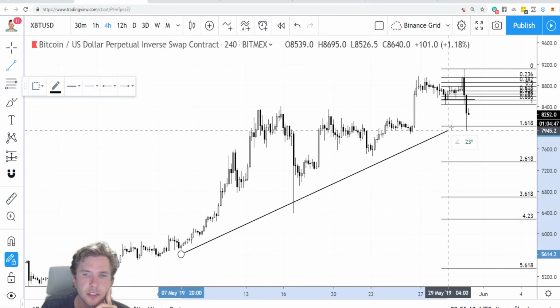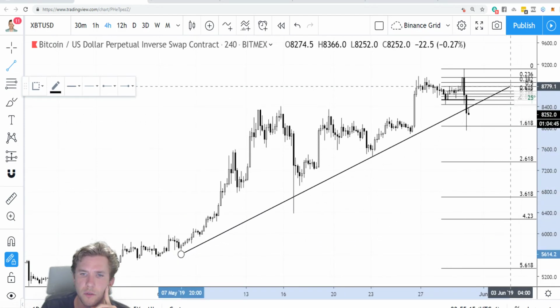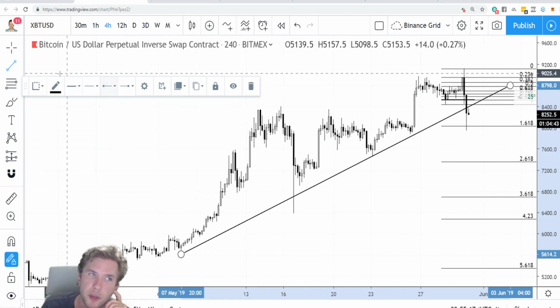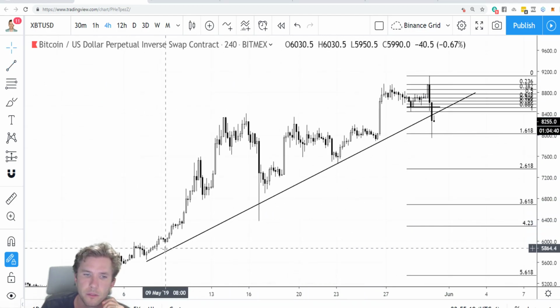Everything USDT is going to kind of reside on weight on Bitcoin, in my opinion.